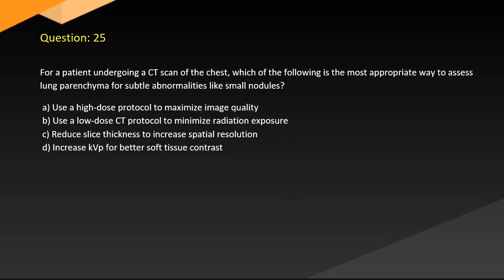Question 25. For a patient undergoing a CT of the chest, which of the following is the most appropriate way to assess lung parenchyma for subtle abnormalities like small nodules? A. Use a high-dose protocol to maximize image quality. B. Use a low-dose CT protocol to minimize radiation exposure. C. Reduce slice thickness to increase spatial resolution. D. Increase kVp for better soft tissue contrast.